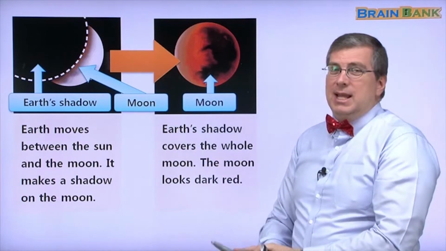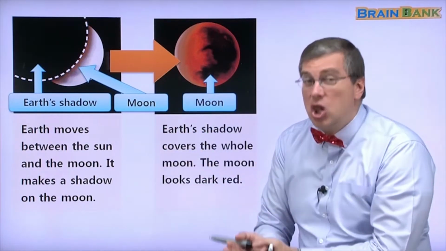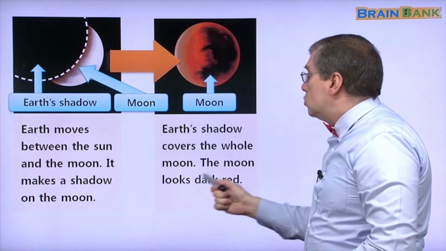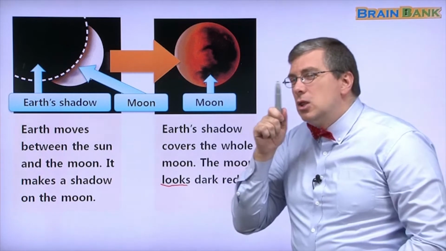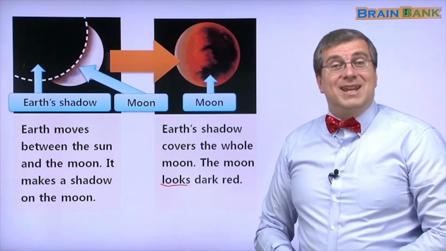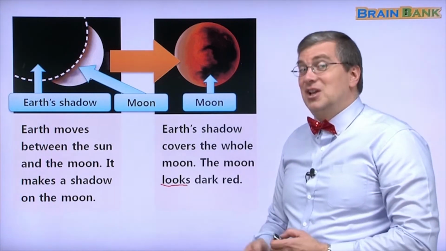전부요. Right? Not part, not 조금씩, but 전부요. All of it. The whole moon. The moon looks dark red. Wow, very interesting color. Very strange. 이상해요, but 재밌어요, right?